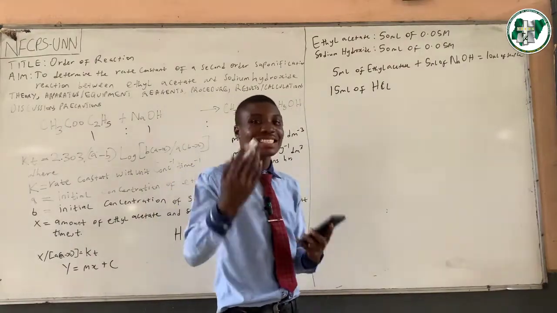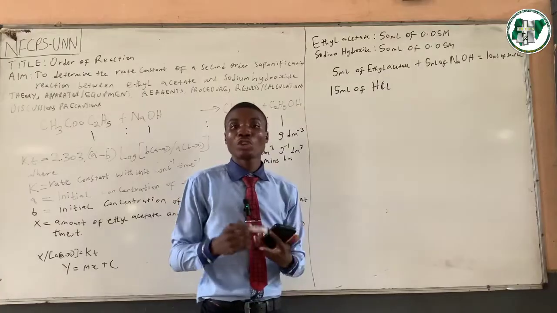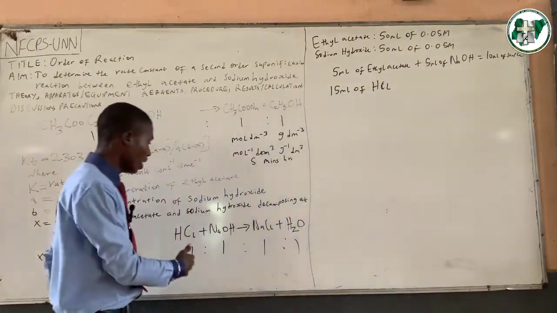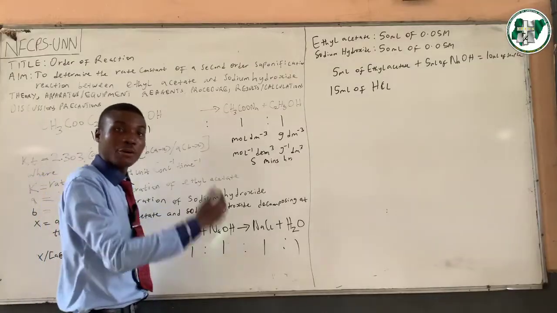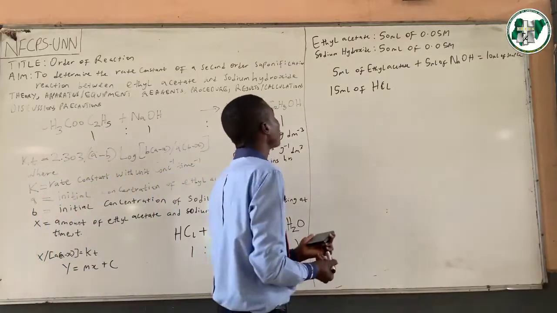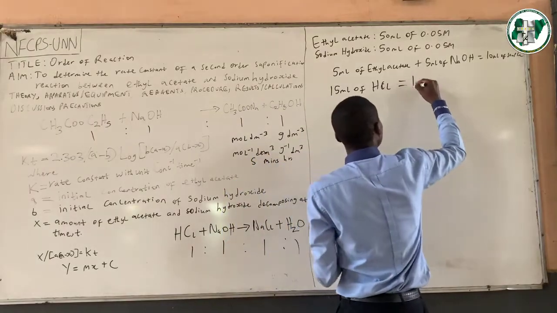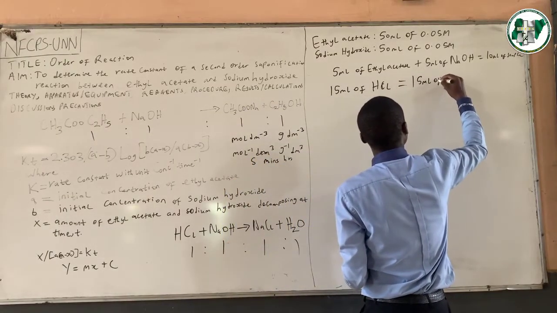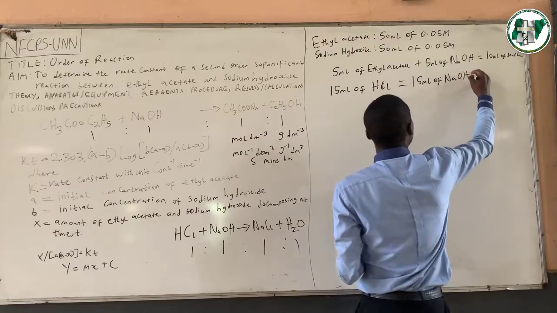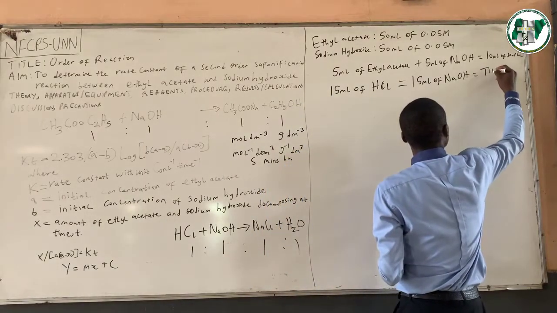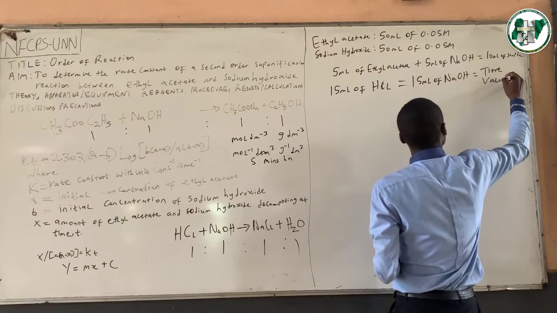You'll need exactly the same 15 ml of sodium hydroxide, because their concentrations are the same and the reaction is a 1:1 reaction. So it simply means that to neutralize the HCl, you will need exactly 15 ml of sodium hydroxide. And the implication is that this is going to be your titer value. This is going to be your titer value.